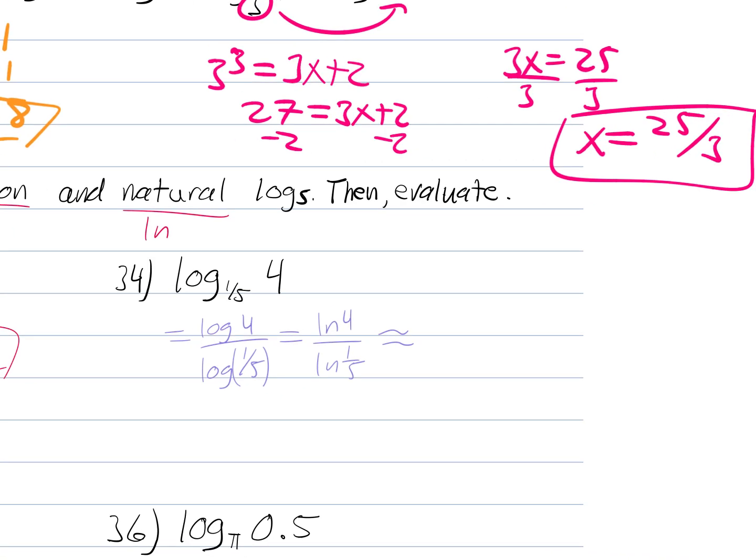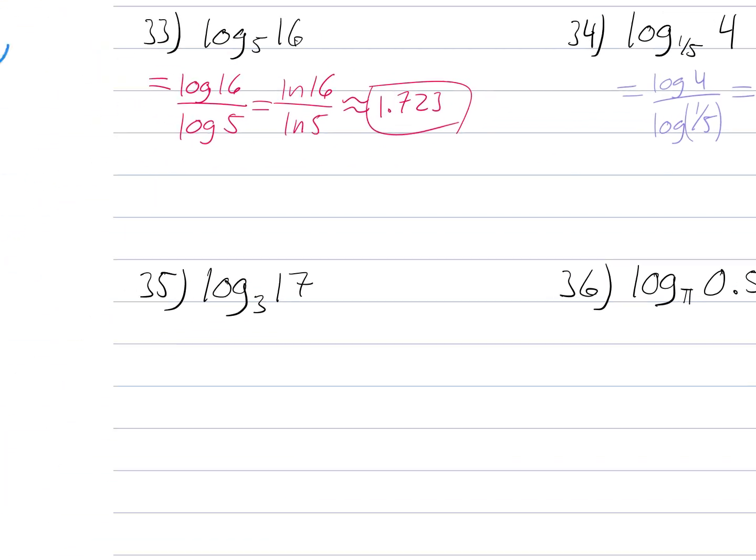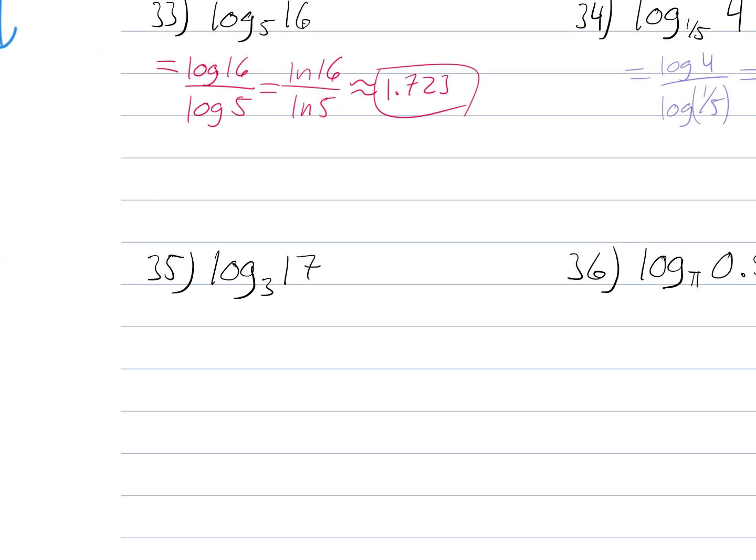And this is going to get us approximately negative 0.861. Right, you're allowed to have negatives. You're always allowed to have negatives as your answer for a log expression. All right, same thing with the next one. It would be log of your big number over log of your little number. And then this is the same as ln of your big number over ln of your little number.